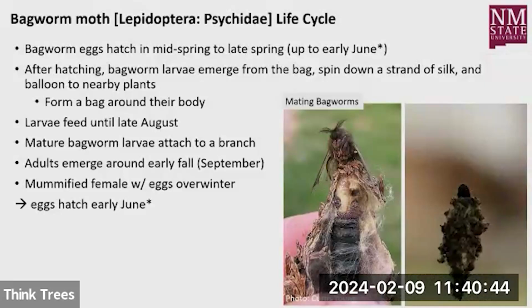So what can you do? Well, their life cycle, jumping ahead of myself, sorry. Bagworms hatch in the mid-spring to late spring, up to early June. And after hatching, they emerge and they spin, like, they make this bag as a protective covering, like so. And then the larva will feed up until about late August. And then, as I mentioned, the female will become an egg case essentially.